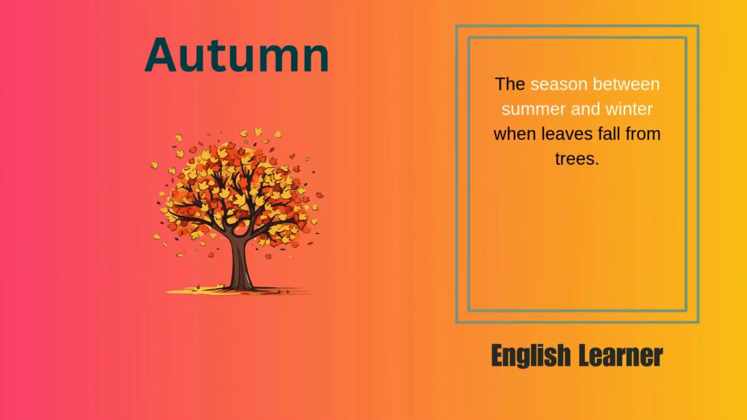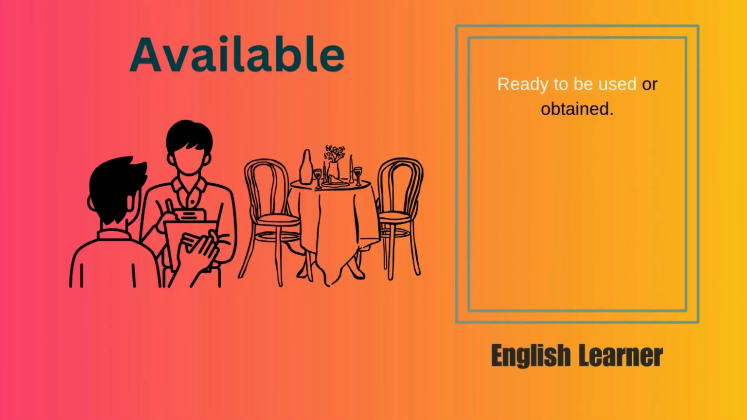Autumn. The season between summer and winter when leaves fall from trees. Example. In autumn, the leaves turn yellow and orange. Available. Ready to be used or obtained. Example. Is this seat available, or is someone sitting here?